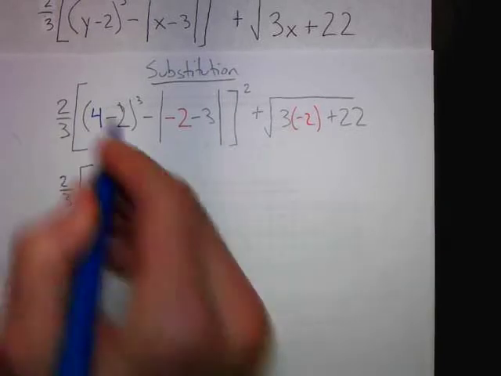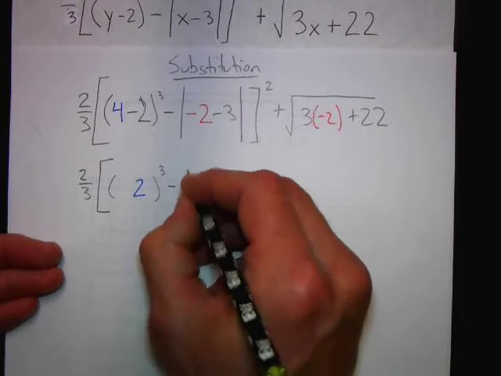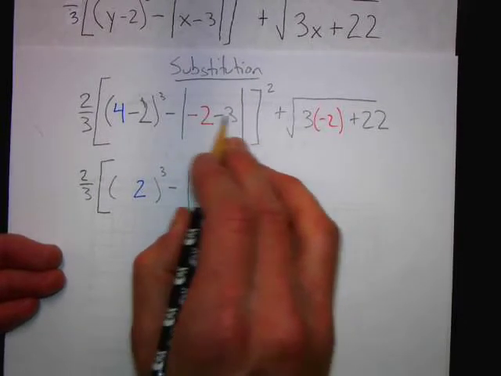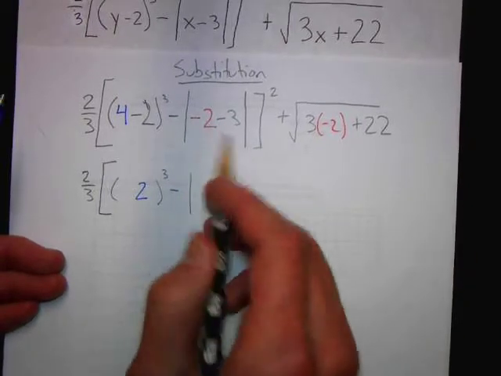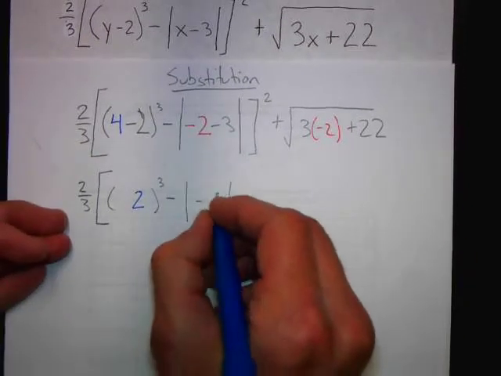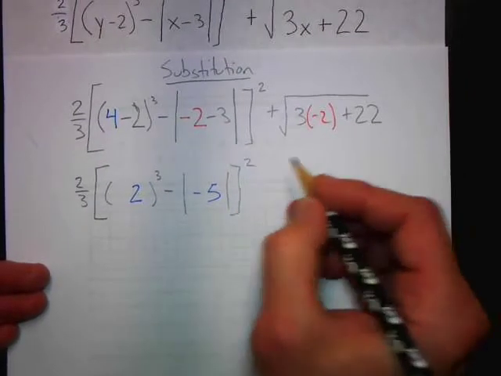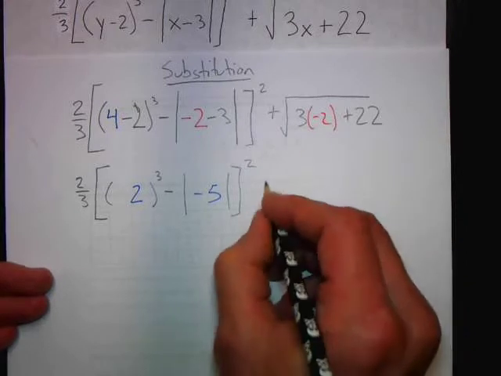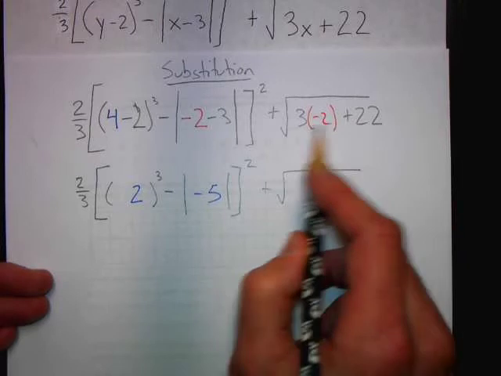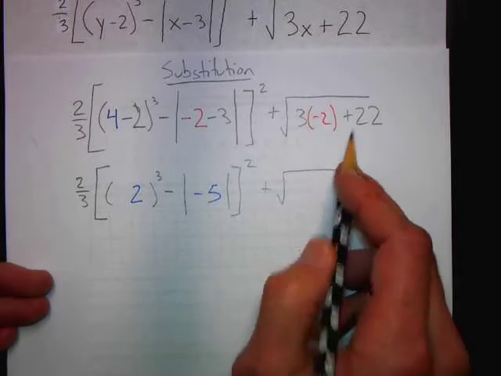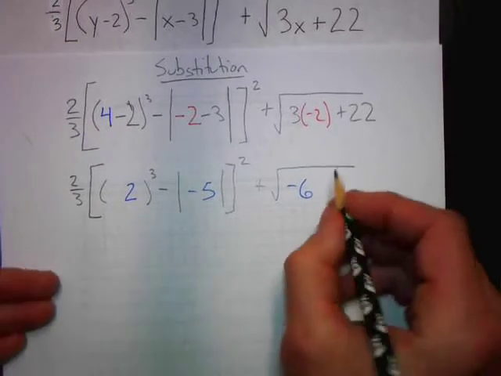All right, so inside the first one, we have 4 minus 2, which is 2. And remember, absolute value as an operator is still a grouping symbol, and we work inside of it. Inside the absolute value, negative 2 minus 3 is negative 5. Then we have our closed bracket on the outside, and the exponent up there. And remember, square root in itself is also a grouping symbol. So inside it, guess what we have to do first? We have to multiply before we add. And so we have negative 6 here, and then plus 22.